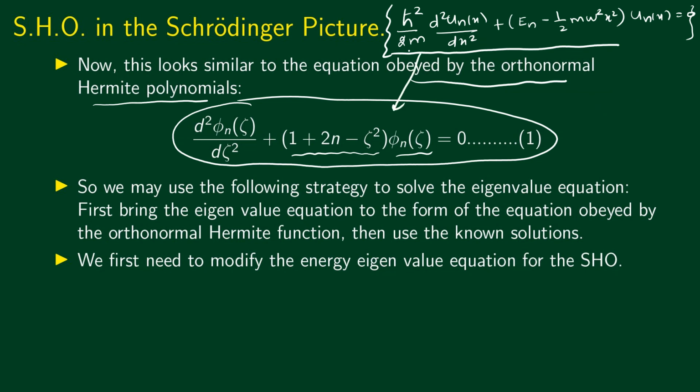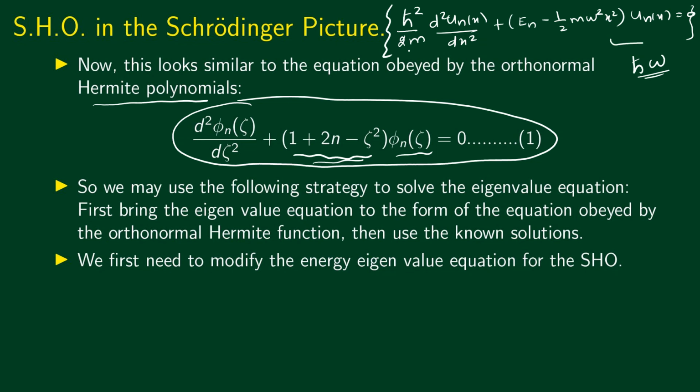Now the first thing we can do is that we see that in here there's an E_n. So it has the dimensions of energy. Over here we have got 1 plus 2n minus ζ². This n was a number, if I remember it right. So these don't have any dimensions. So let's first make every term dimensionless. What's the best way to make it dimensionless? You just divide throughout by ħω, which is 1 unit of energy.